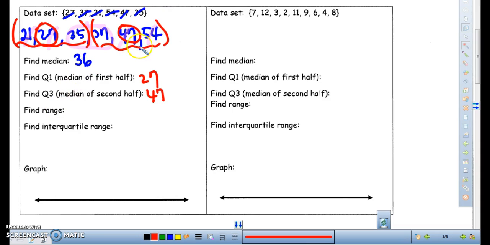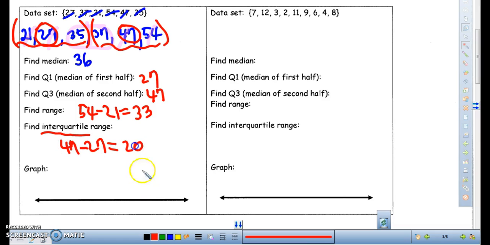The range is simple. Highest number minus lowest number. So 54 minus 21 is 33. That is the range. Interquartile range means the difference between these two, so third quartile minus first quartile. 47 minus 27 is 20. We're going to use this information and draw the box and whisker here. So please copy. If I'm going too fast, please pause the video, copy, and then play back.